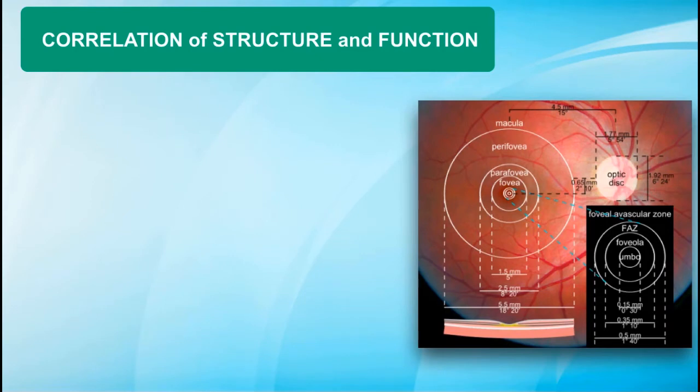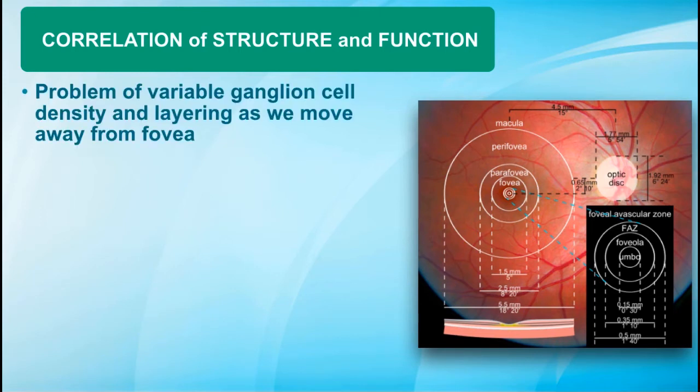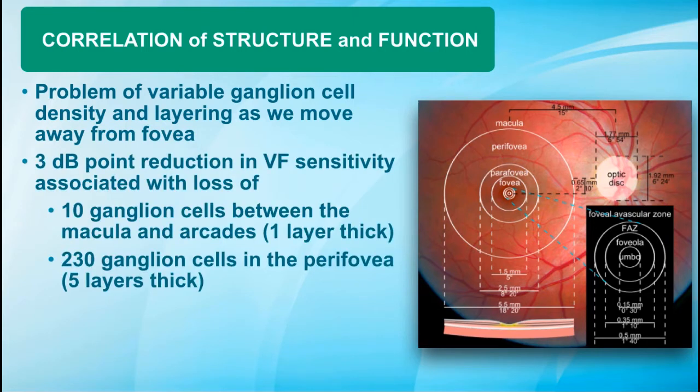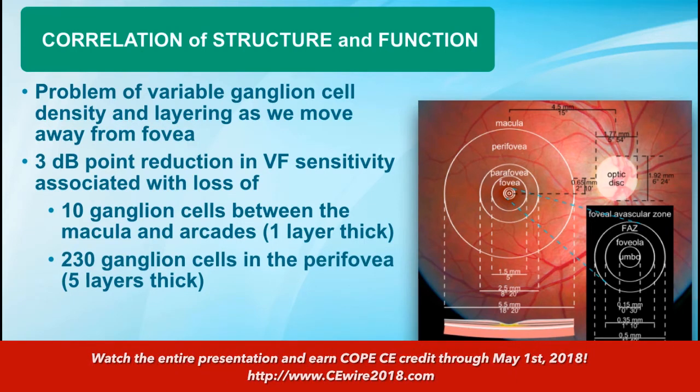Also, if we have a look at the structure of the ganglion cells from the fovea outwards, we find there's a problem due to ganglion cell layering and density as we move away from the foveolar avascular zone. On a visual field test, if we get a 3 decibel reduction in visual field sensitivity on a point that's between the edge of the macula and the vascular arcades up in this region, that's associated with a loss of 10 ganglion cells. In that area, the ganglion cells are only 1 layer thick.